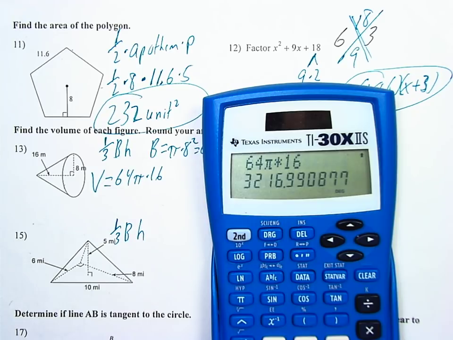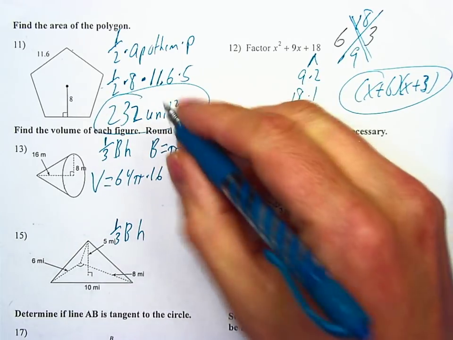Oh, and I forgot the 1/3. So I should multiply this by a third. It's a third of this. So I multiply it by a third or I divide it by 3. I'll take the answer of 1,072, or I'll take the exact answer.